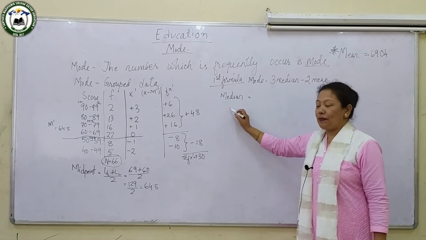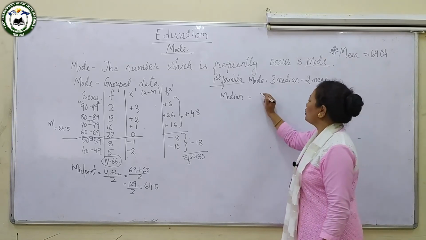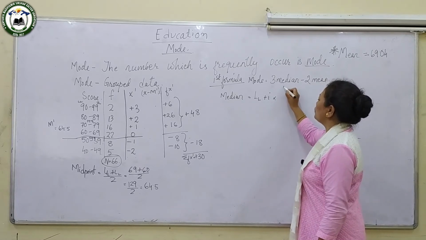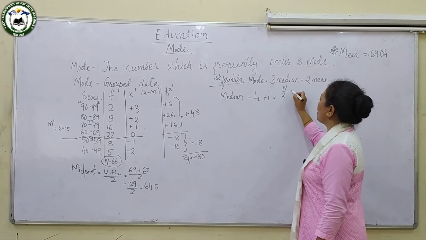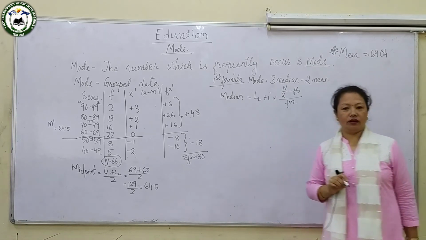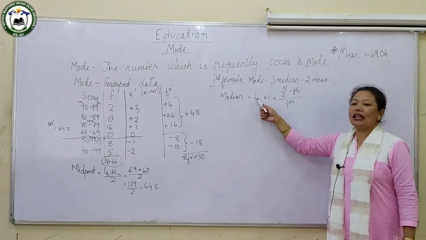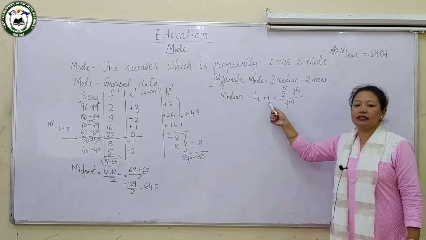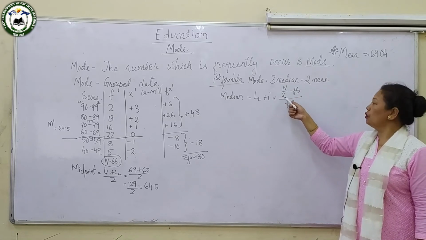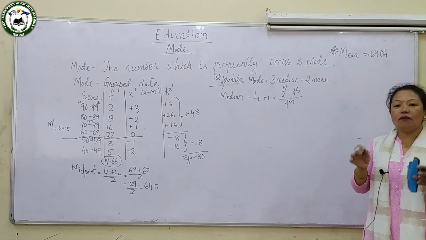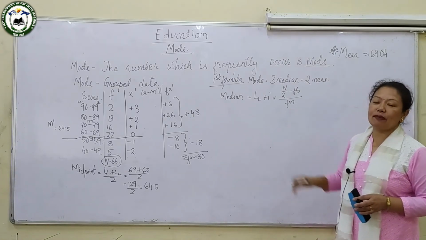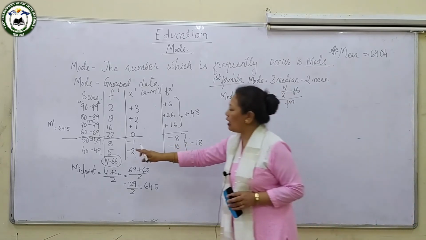So the next step is to find the median. So the formula goes like this: lower limit plus I into n upon 2 minus FB divided by FM. Now I hope you know LL is my lower limit, I is the interval, n is the total number of scores divided by 2, FB is the sum of all the frequencies below the main frequency, and FM is my main frequency.